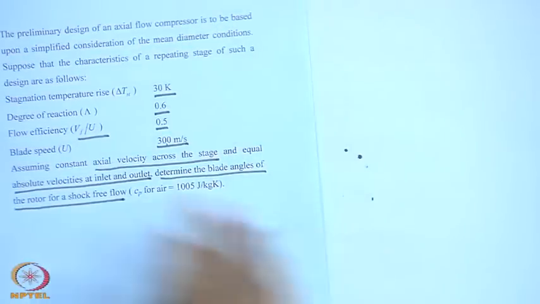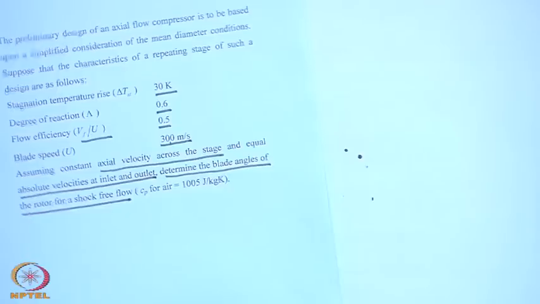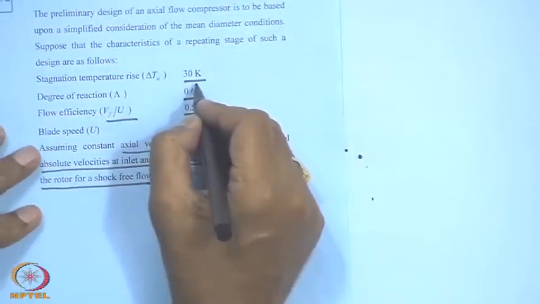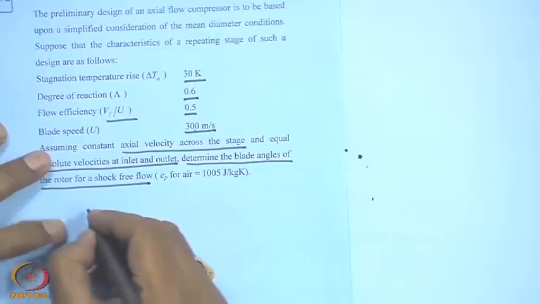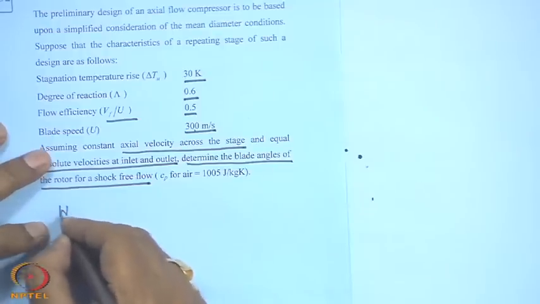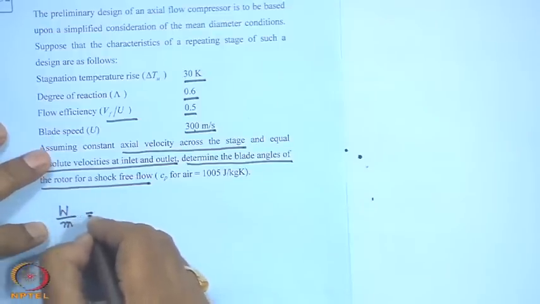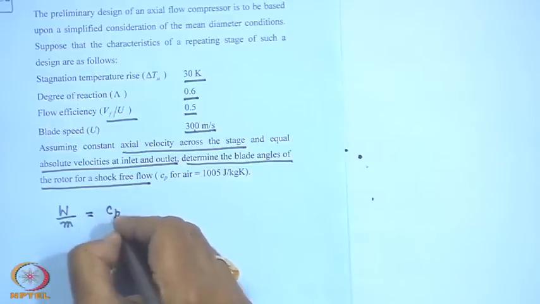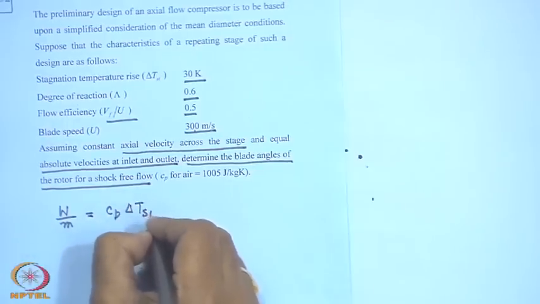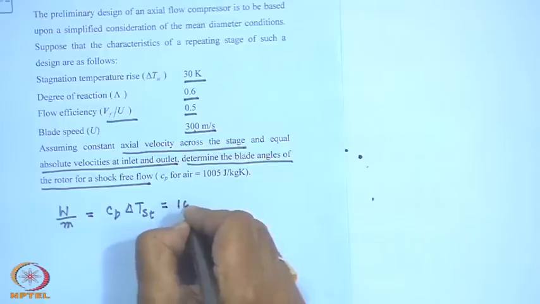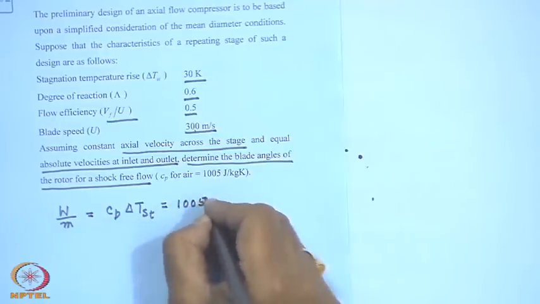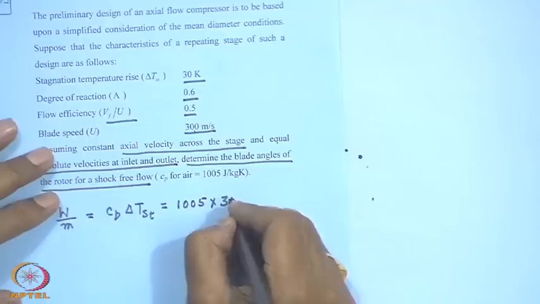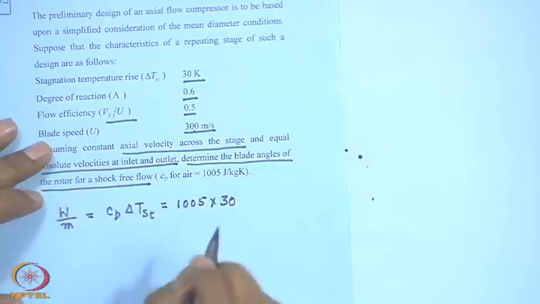Now, if you work out this problem, you see that the degree of reaction is given. First of all, we know the stagnation temperature rise. So, first we find out the work per unit mass, which is Cp into delta T_st. Cp is 1005 joule per kg K, and delta T_st is 30. Finally, this becomes equal to the work per unit mass.